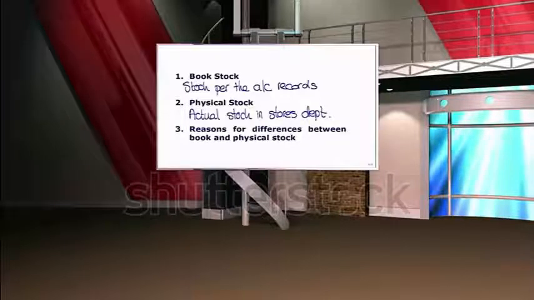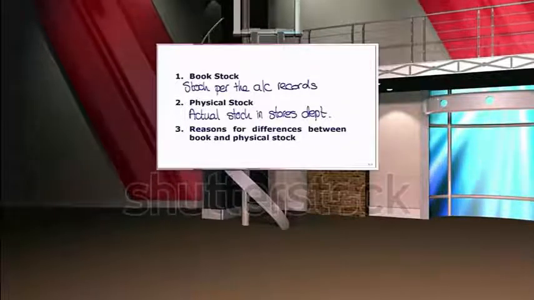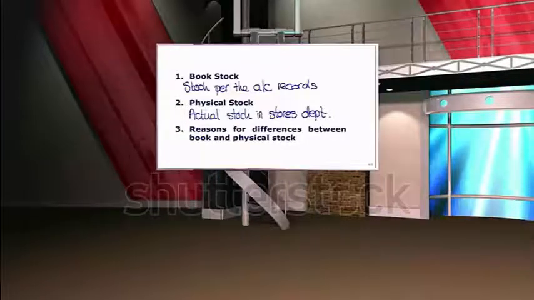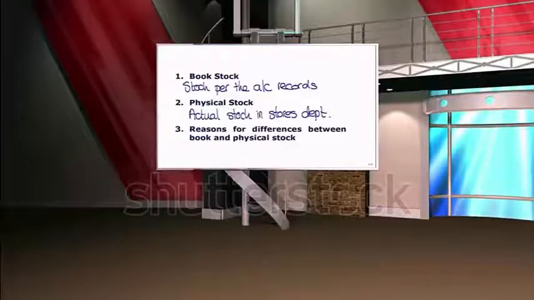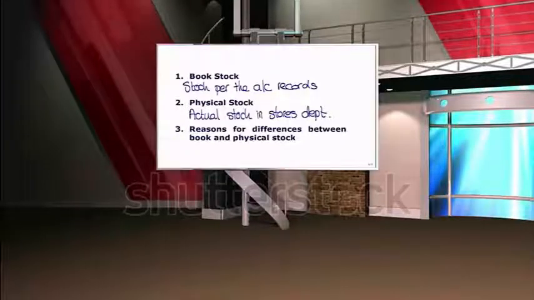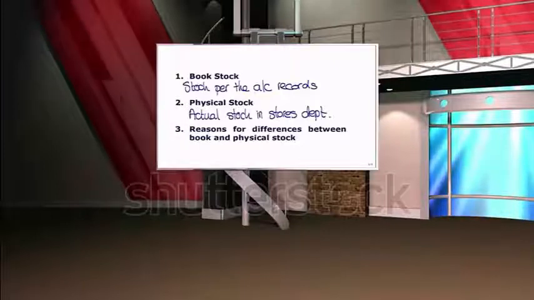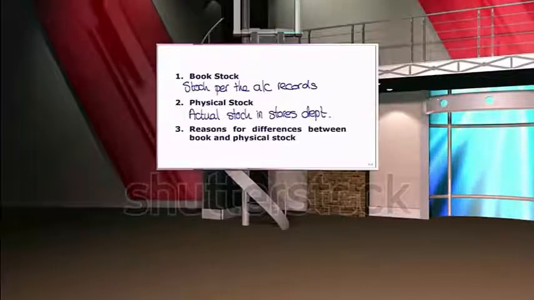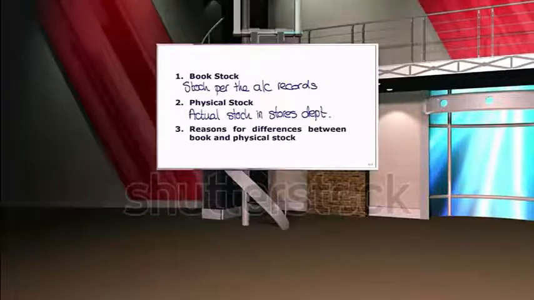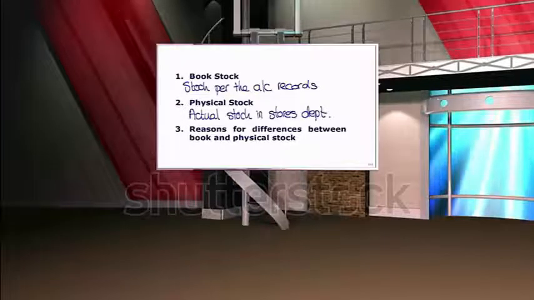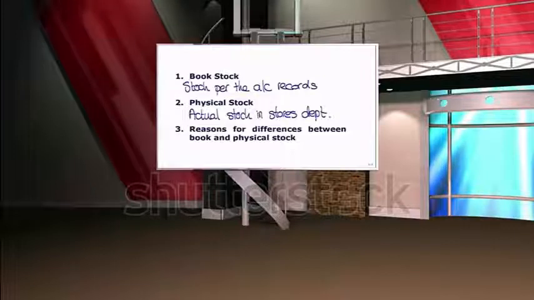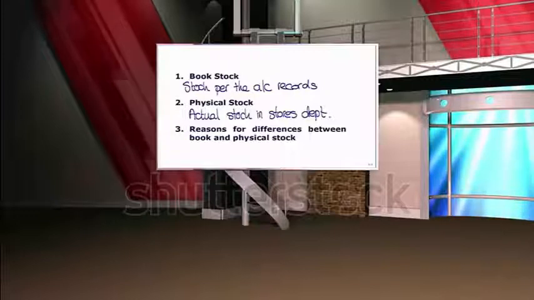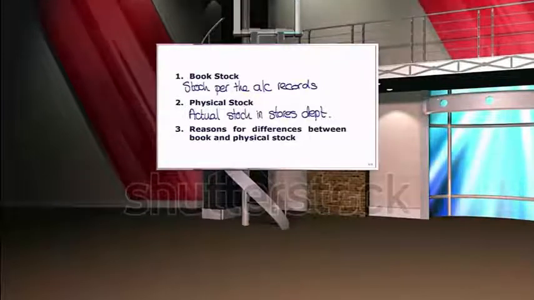But I've just said, theoretically, these two things should be the same. If we update our accounting records every time there's a movement in stock, why do we need to have different pieces of terminology for book stock and physical stock? Well, theoretically, these two will always be the same. So if our accounting system says there are 1,000 units of material in the warehouse, then there should be 1,000 units of material in the warehouse. But there's a number of reasons why there might be differences between our book stock and our physical stock.